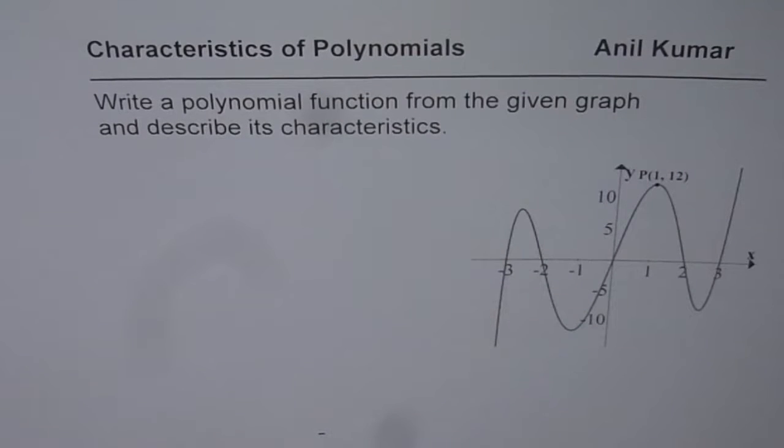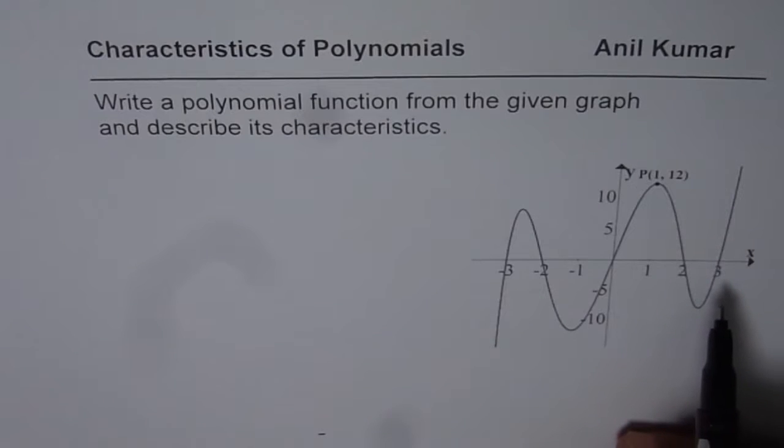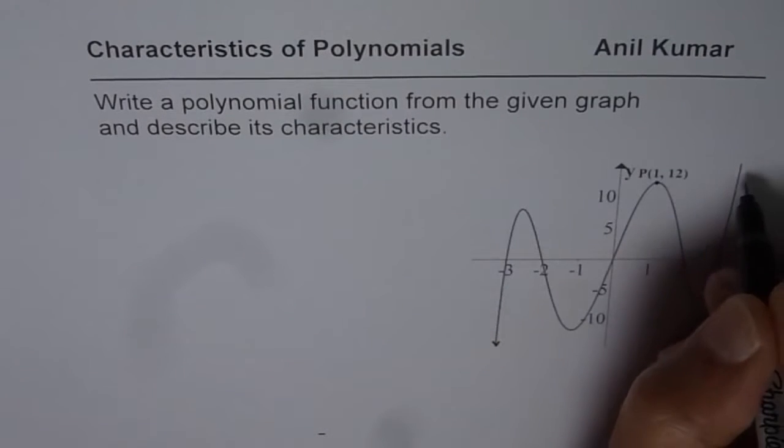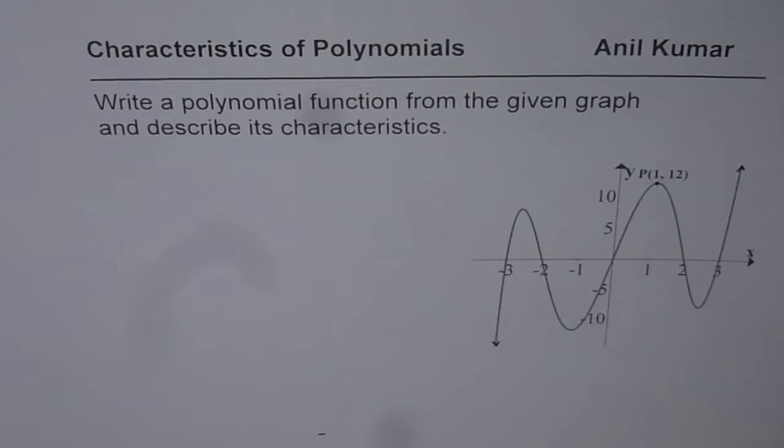I'm Anil Kumar, and in this video we are going to understand how to write the equation of a polynomial from the given graph and describe its characteristics. The question here is, write a polynomial function from the given graph and describe its characteristics. So we have the graph of a polynomial with opposite ends, as you can see here. It means odd degree function.